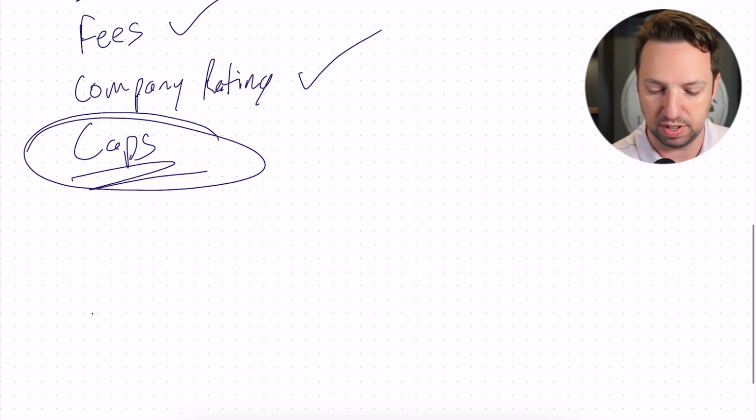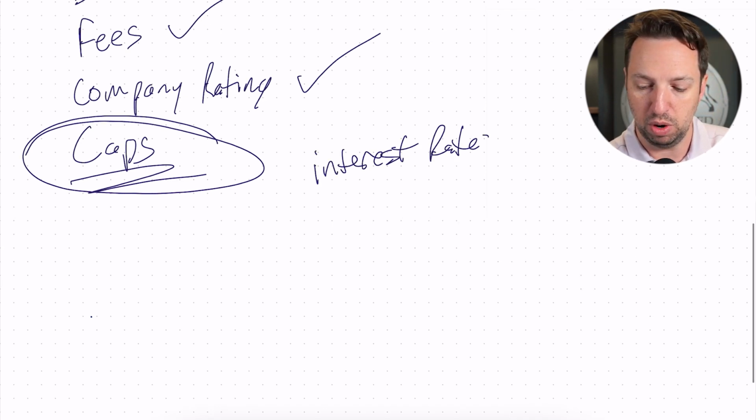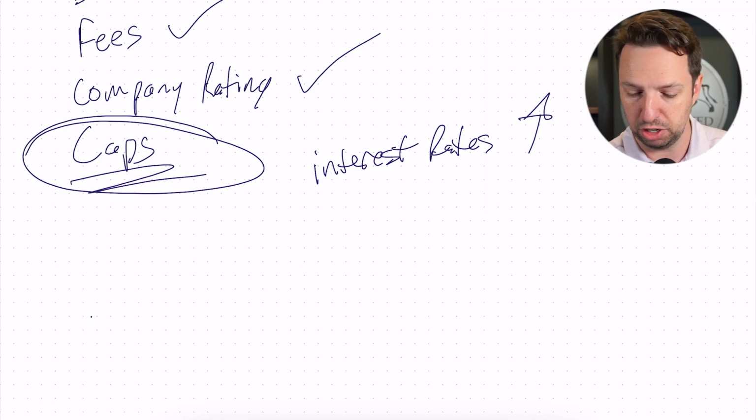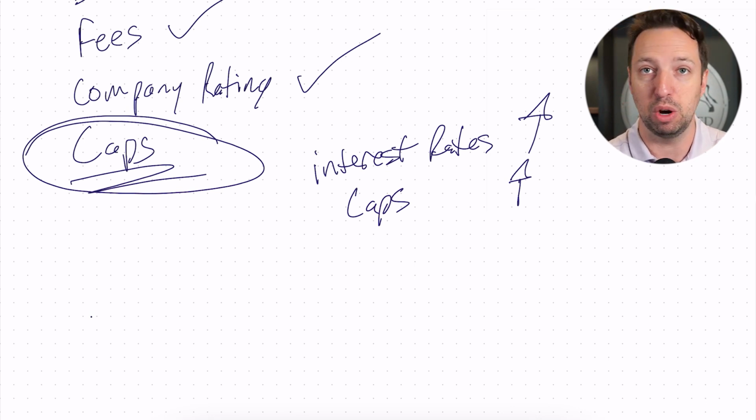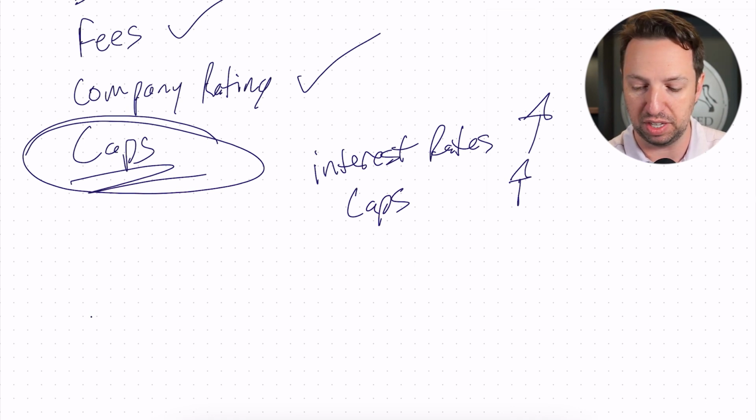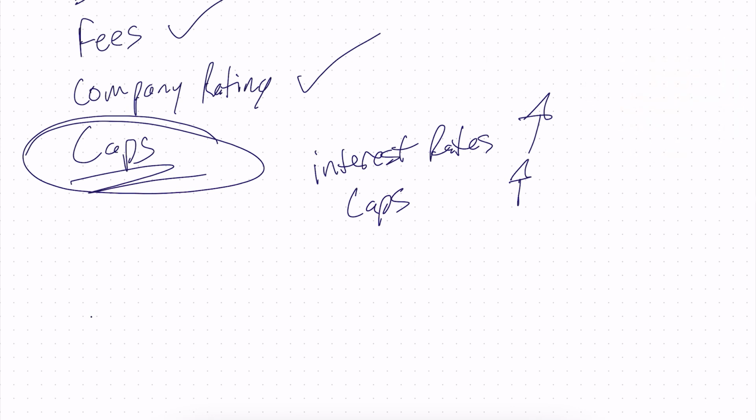So what that means is if interest rates go up, you should expect your caps to also go up. Now, it's not going to go up point for point. This is a lagging metric. Interest rates really need to go up for some sustained period of time in order for you to see the caps follow suit. But generally speaking, that's how it works. If interest rates go down, then you should expect your caps eventually to go down.